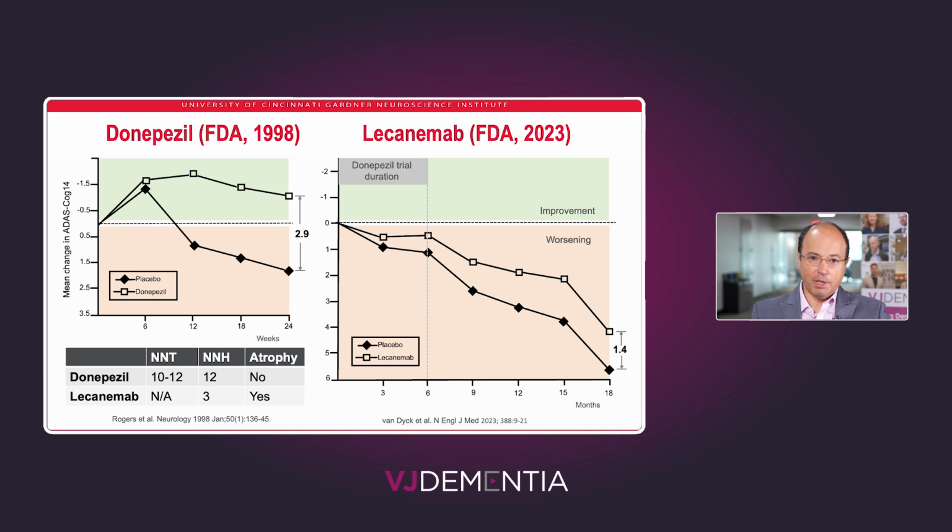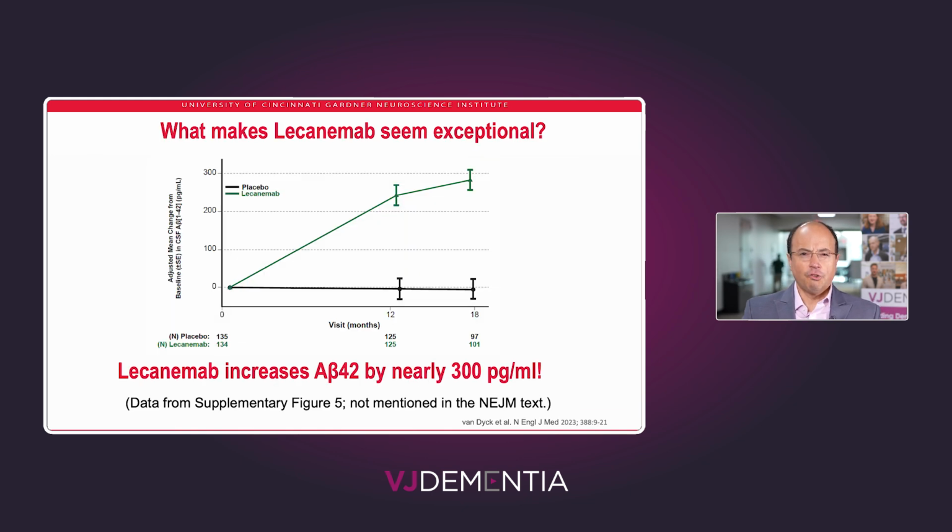The number needed to harm, the number of people that we would need to give this drug for one to be harmed, is about 12 for donepezil, but 3 for lecanemab. And we know that lecanemab accelerates brain atrophy, and some argue that we don't know what the significance of that may be. So what makes lecanemab seem exceptional? Essentially, it is this idea that while it reduces amyloid, it also increases A-beta-42, by nearly 300 picograms per ml.